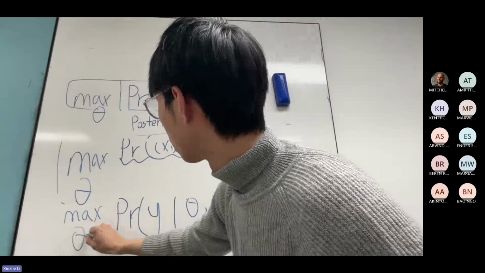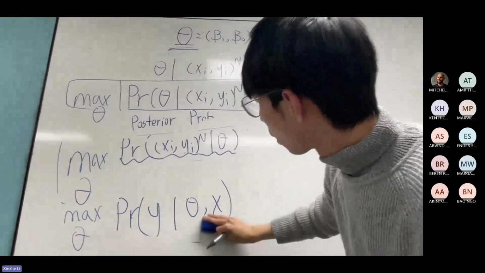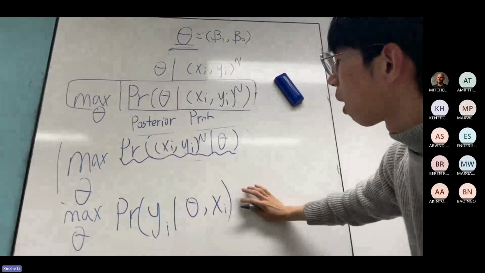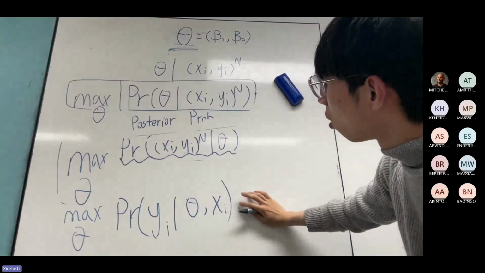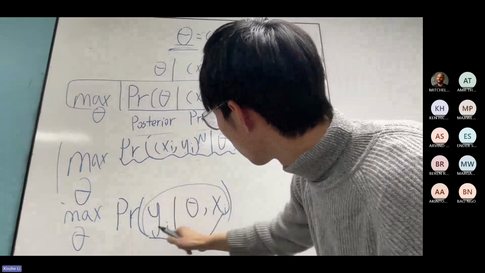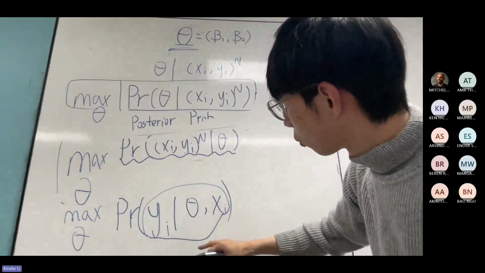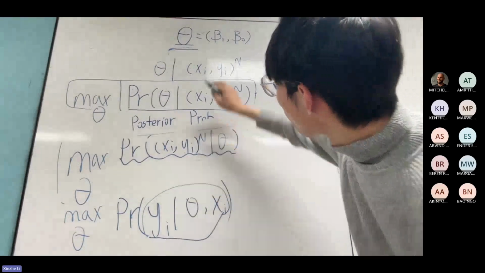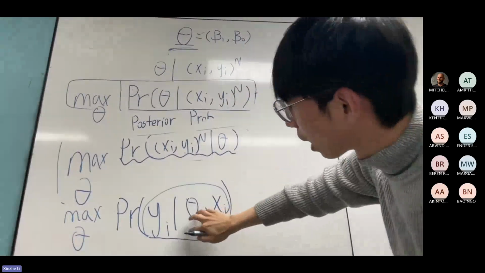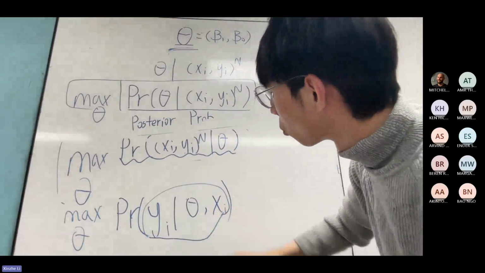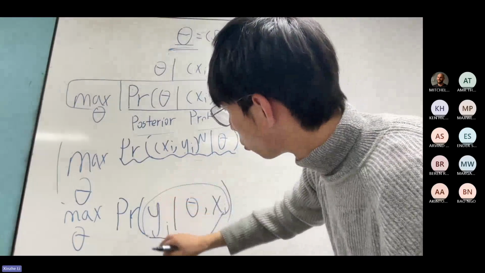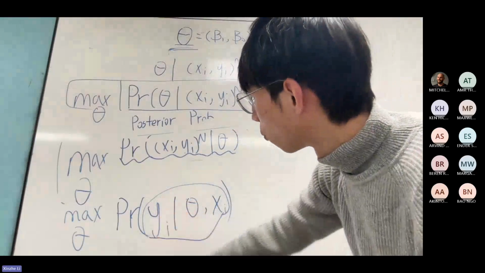max over theta. Okay, now we have this one. Now what should we do? We know this, right? If I give you a model, you can randomly initialize your model, your beta 0 and beta 1. Then you will have training data. Then you know what xi is. Then your model will output some prediction of y.